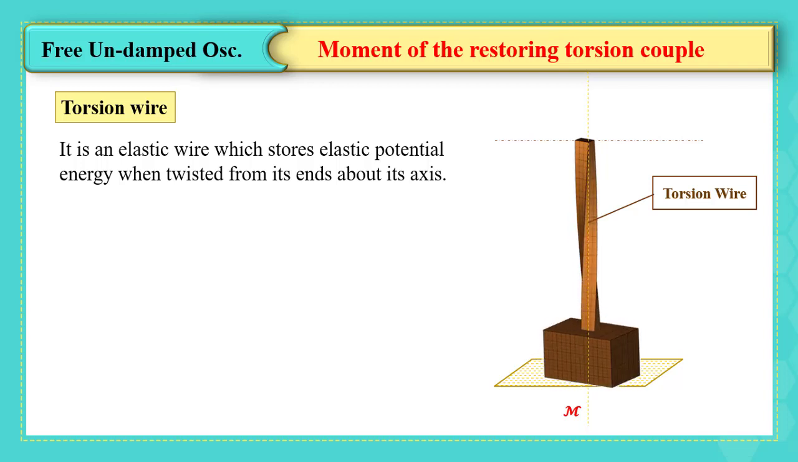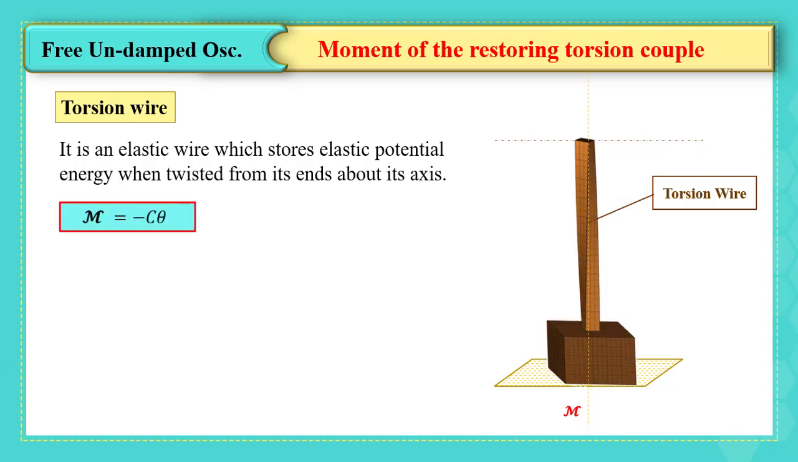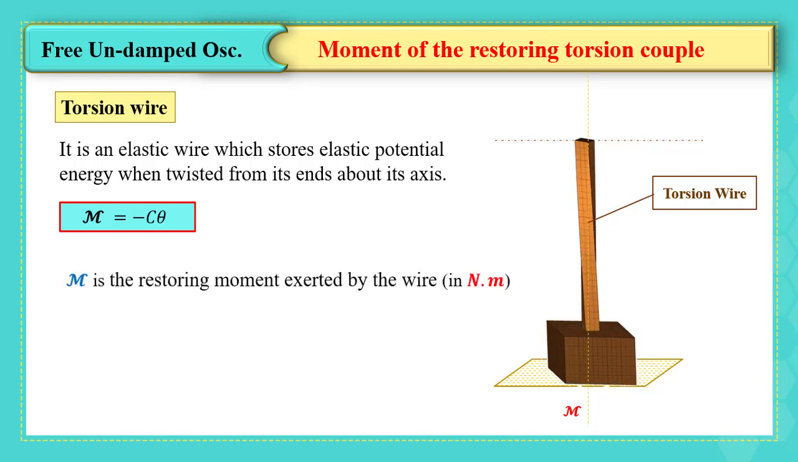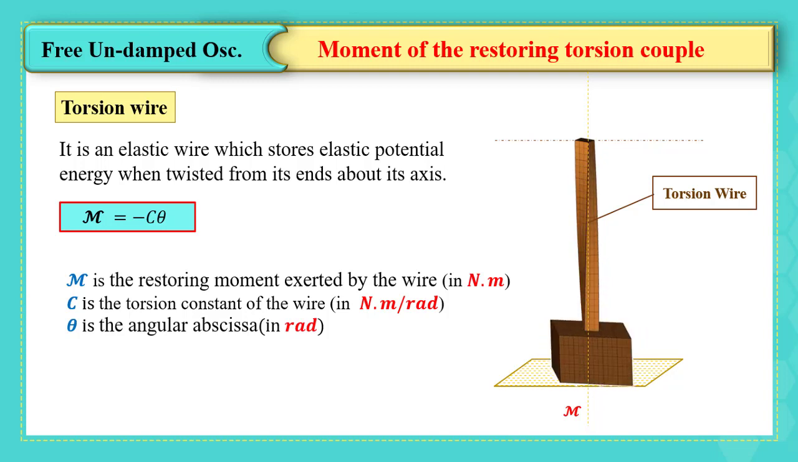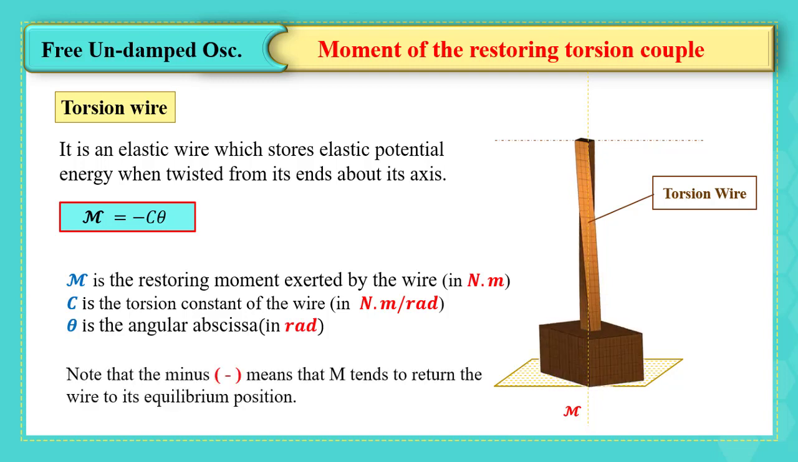The moment of the restoring torsion couple is proportional to the angular displacement theta, and it is given by the moment M equals minus C theta, such that M is the restoring moment exerted by the wire in Newton meter, C is the torsion constant of the wire, and theta is the angular abscissa in radians. Note that the minus sign means that M tends to return the wire to its equilibrium position.